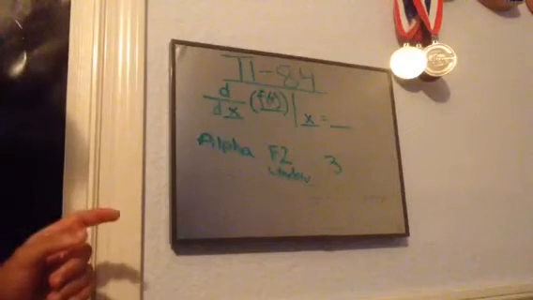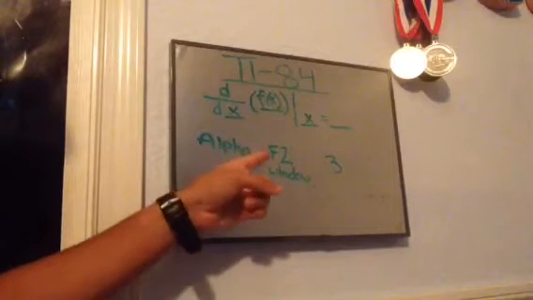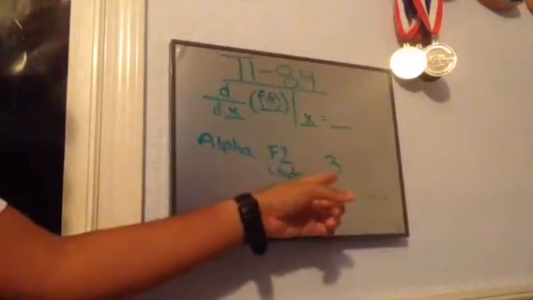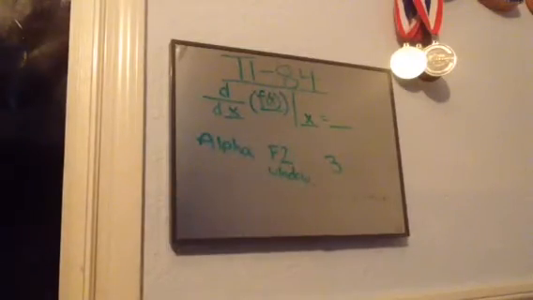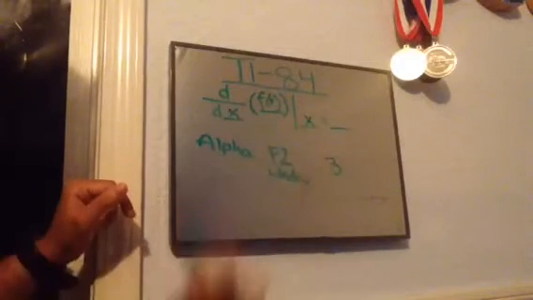So on a TI-84, the first thing you're going to do is press the alpha button, and then press the F2 button, which is also known as the window button, and then you're going to press the number 3. And once you do that, that'll bring up something that looks like this, but these will all be empty.